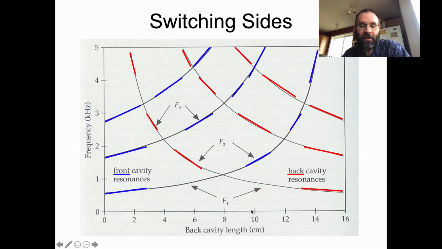And we can also look at the flip side, right? So if the back cavity was 10 centimeters long, the front cavity would have to be 6, and we get the exact opposite pattern in reverse, right? So the back cavity gives you F1, F3, and maybe F5. The front cavity gives you F2, and so on and so forth. Same math, just flipped around for the two tubes.